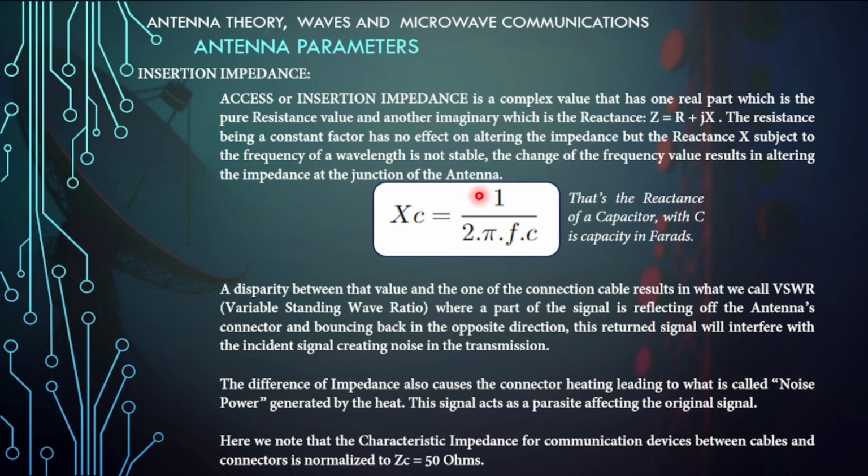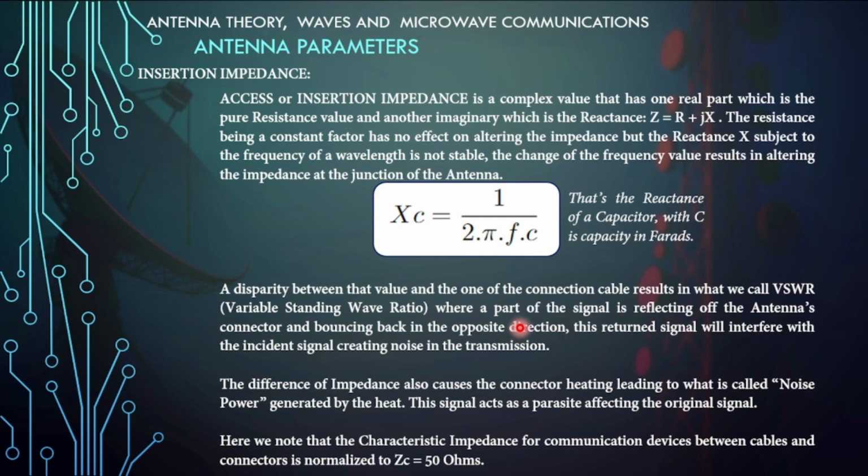Why? Because we need the cable and the connector to both have the same impedance, which is called the characteristic impedance, so as to have a perfect fit and to avoid wasted thermal energy. So a disparity between the entrance impedance and the impedance of the connection cable results in what we call VSWR. What is VSWR? VSWR is voltage standing wave ratio, where a part of the signal is reflected off from the antenna's connector back to the cable and interferes with the incoming signal. This is what we call standing wave ratio.